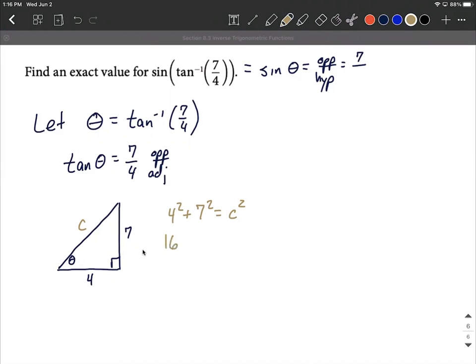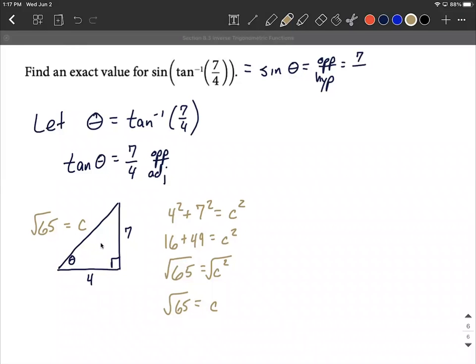So a little bit of algebra going on here. 4 squared is 16. 7 squared is 49. C squared's on the right-hand side. Let's make this into a power equation by adding together these constants. So we have 16 plus 49 gives us 65 equals c squared. To get c all by itself, to eliminate that square, we're going to apply a square root to both sides. So we get c as the square root of 65, and I don't think that's going to reduce down nicely.